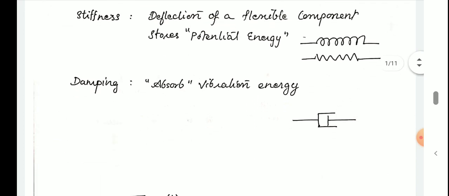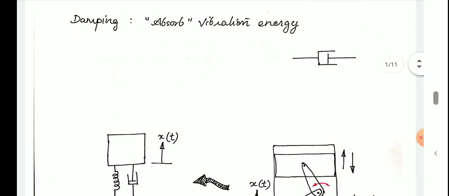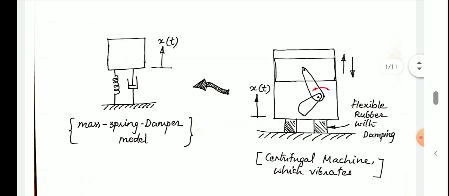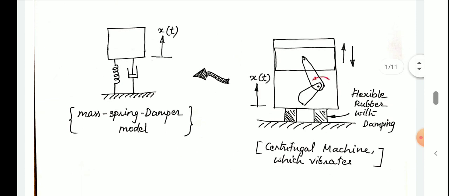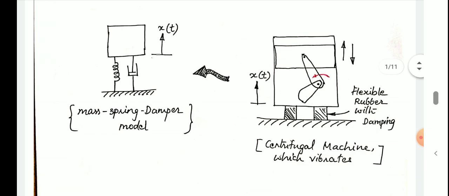The symbol of the damper is also given. It is a symbolic representation of a piston working inside an open cylinder. Now take the example, the figure on the right side. It is some kind of a compressor or a centrifugal vibrating machine which is fixed on a fixed horizontal surface, mounted on two flexible rubber objects. These rubber objects act as a flexible spring as well as a damper, and the body vibrates along a vertical axis.